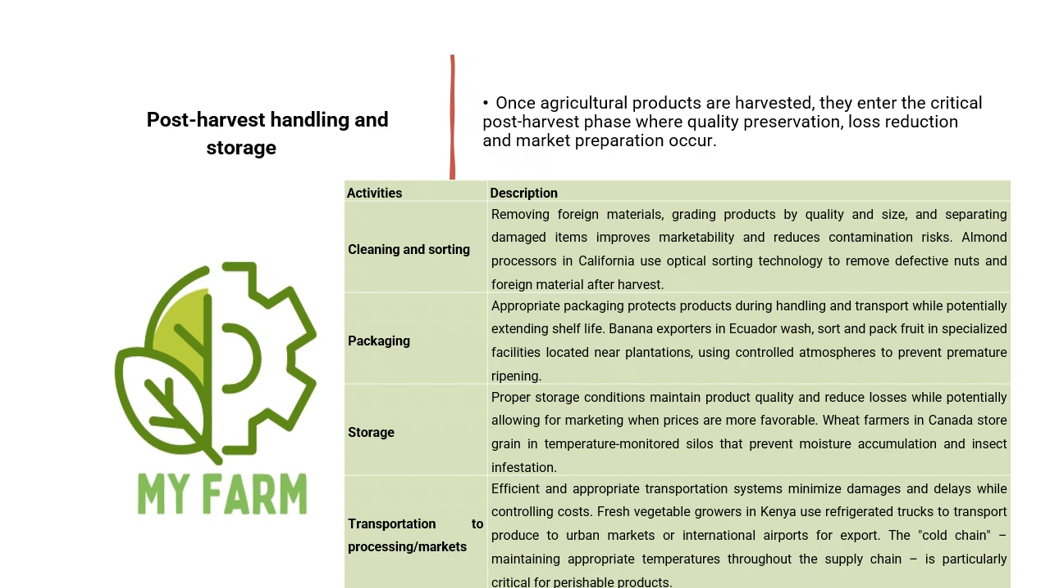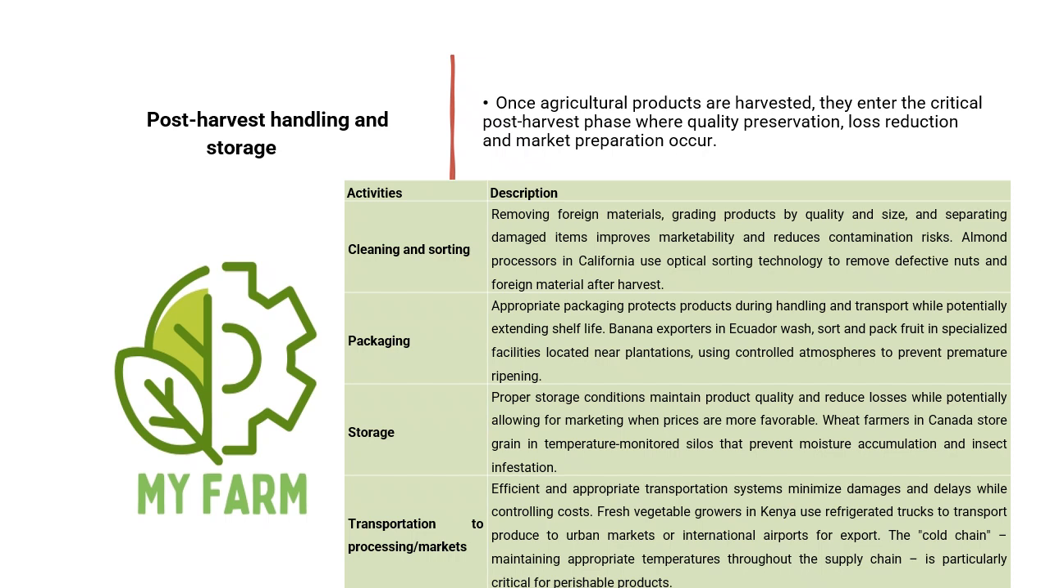Storage also allows farmers to market products when prices are more favorable rather than being forced to sell immediately after harvest. Wheat farmers in Canada store grain in temperature monitored silos that prevent moisture accumulation and insect infestation, preserving quality over extended periods.